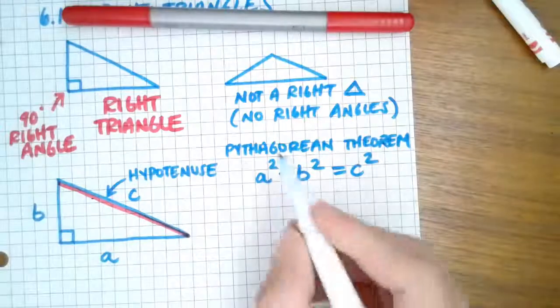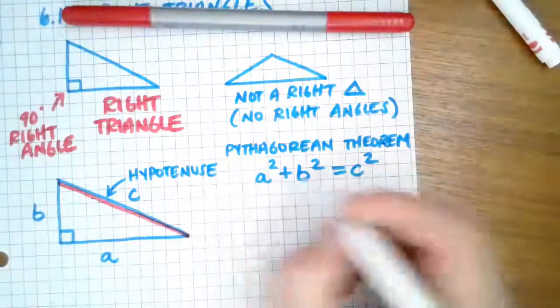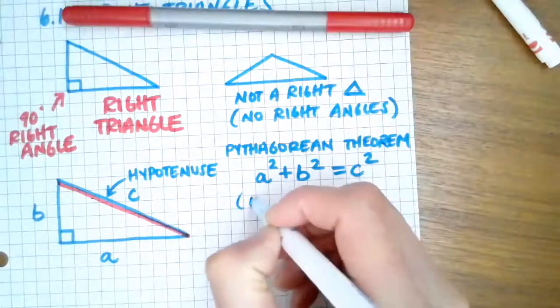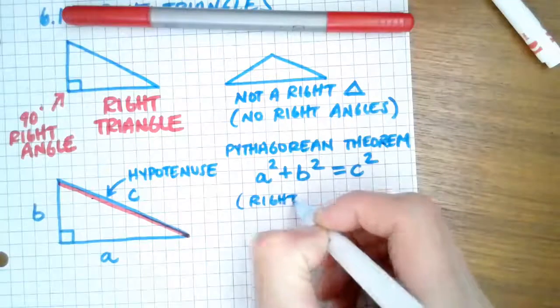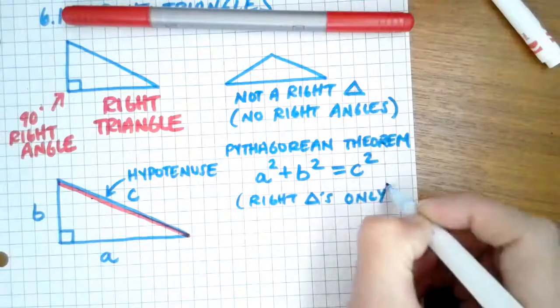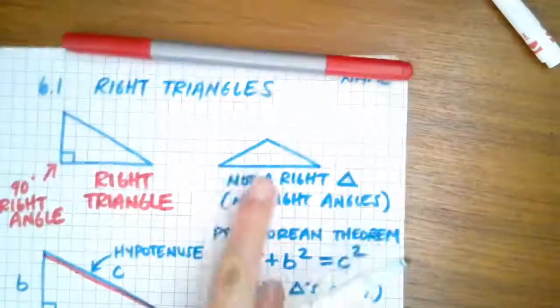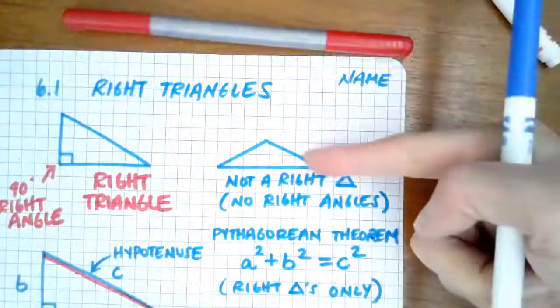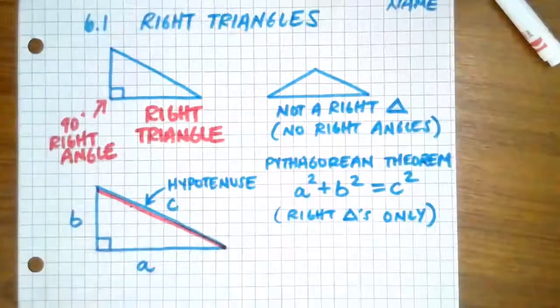And I'm also going to make a note that this only applies to right triangles. So I'm going to say right triangles only. You can't use this Pythagorean theorem with something like this because it's not a right triangle. Gotta have that right angle.